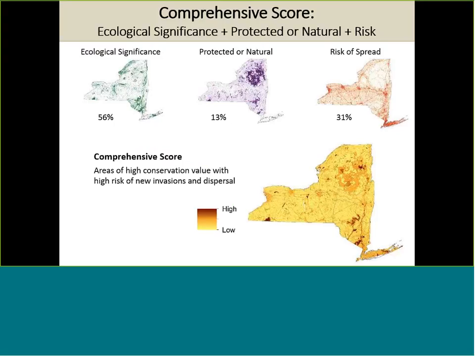And we took each of those thematic layers, so the ecological significance, the protected or natural areas, and the risk of spread, and combined those to create what we're calling the comprehensive score. So that yellow and orange map that you're seeing on the bottom, this is indicating the hotspots. Those high areas indicate areas of high conservation value with a high risk of new invasions and dispersal.